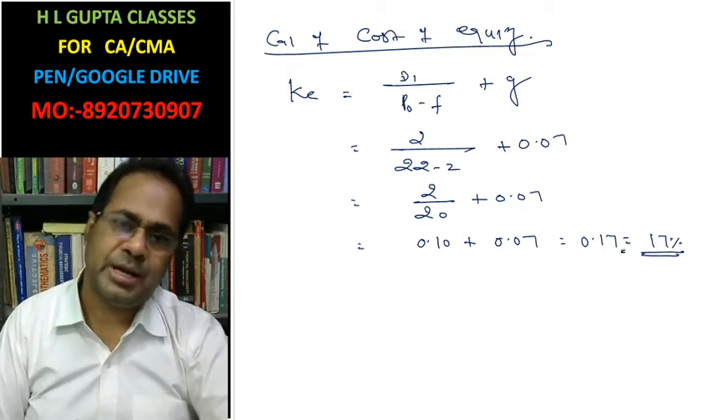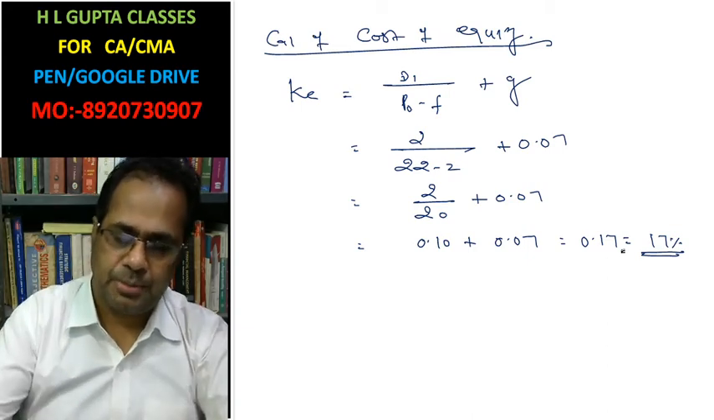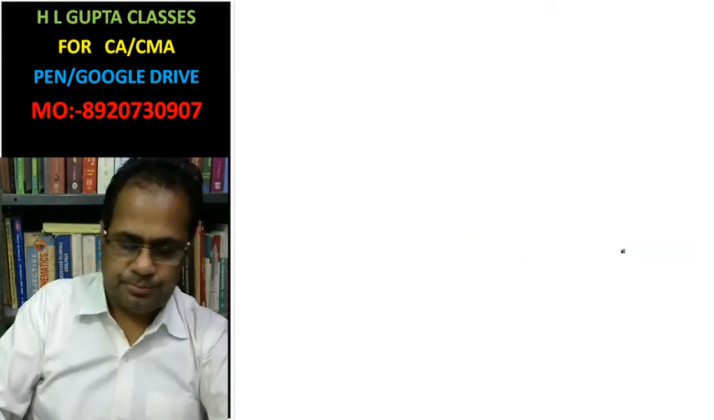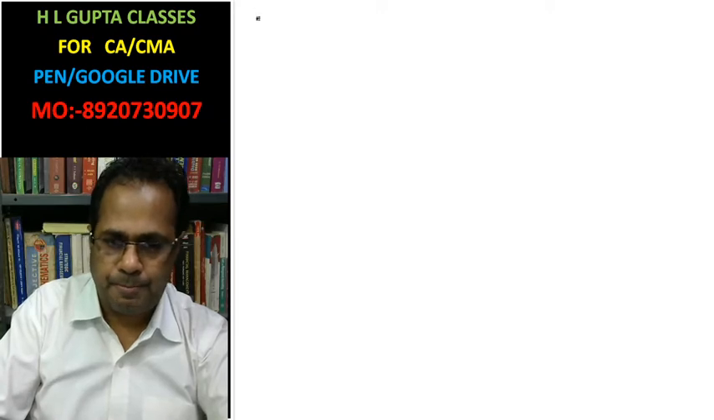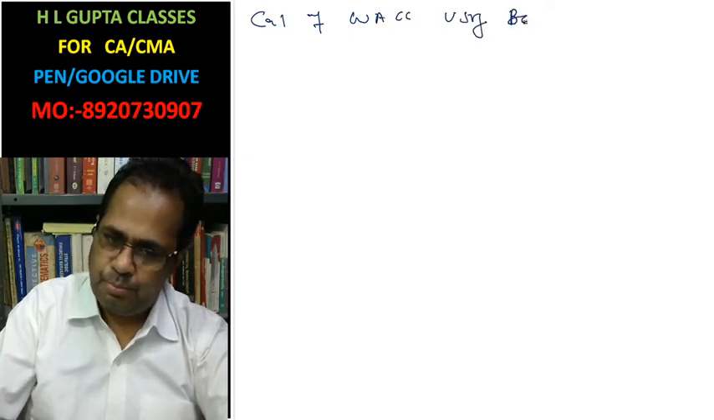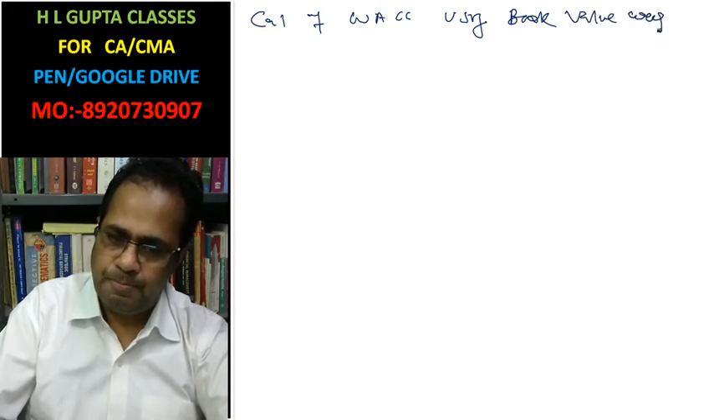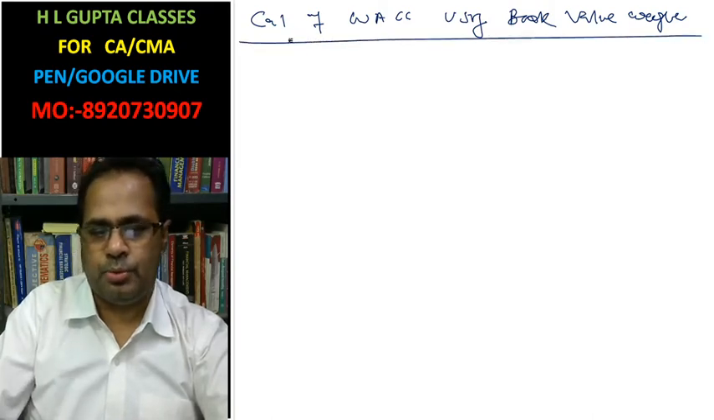Now, we have calculated market value, we have calculated cost, so we can calculate weighted average cost of capital using book value weights and market value weights. Look at that. Calculation of weighted average cost of capital using book value weights.